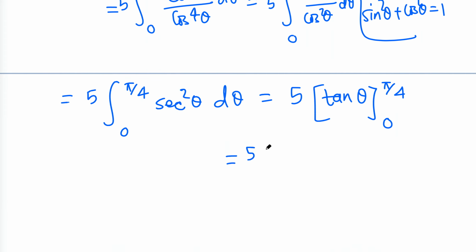Now we just plug in the upper limit for theta, minus the lower limit 0 for theta. So tangent pi over 4, the value of tangent pi over 4 is 1, minus the lower limit tangent 0, that's 0. And 1 minus 0 is 1, times 5 is 5. So 5, that's final.